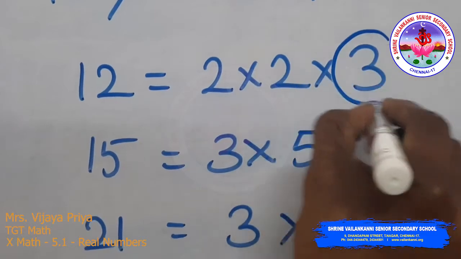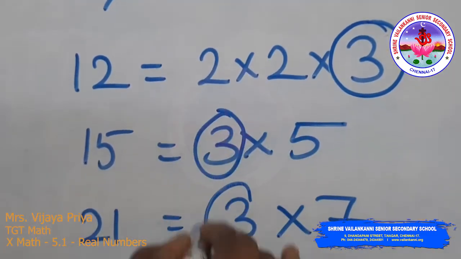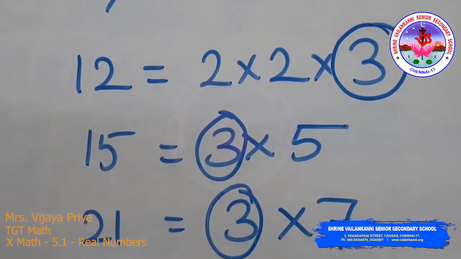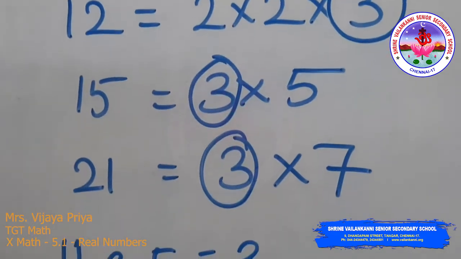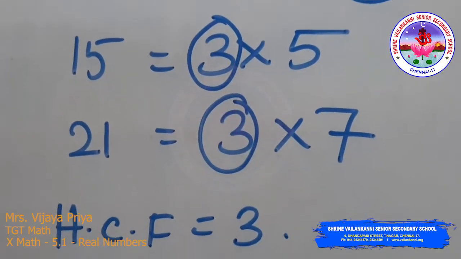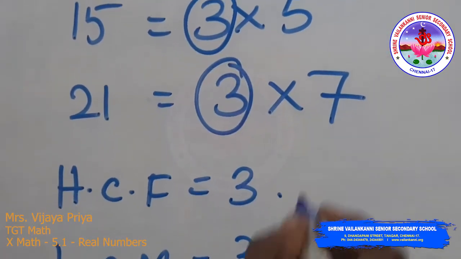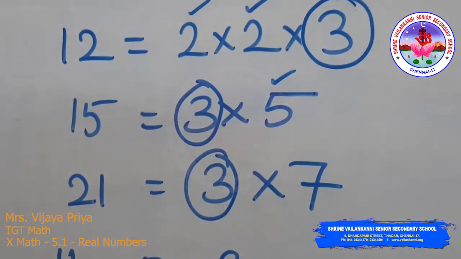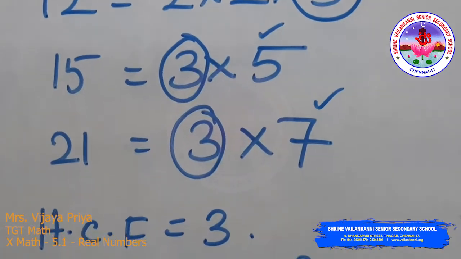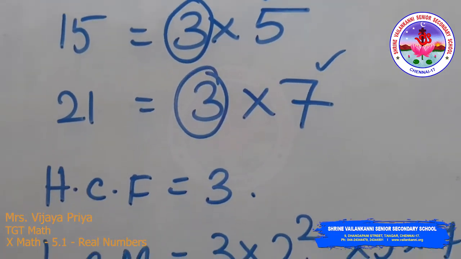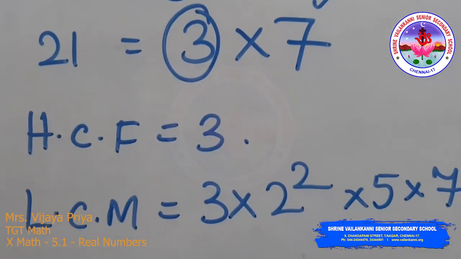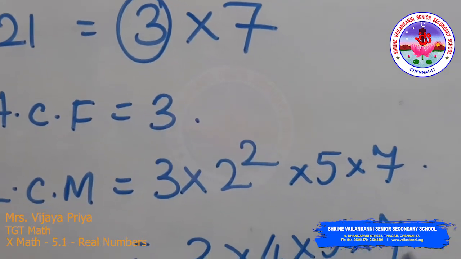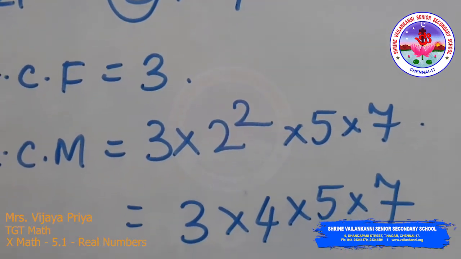So the common factor that occurs in all three will be 3. So my HCF is equal to 3. So LCM can be written as including this 3 and the remaining numbers, 2 power 2 into 5 into 7. So I will get 3 into 4 into 5 into 7, which is equal to 420.